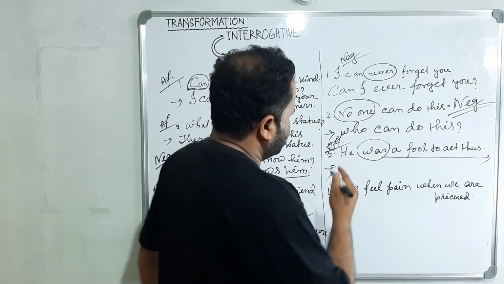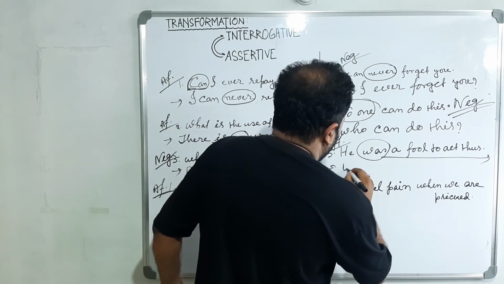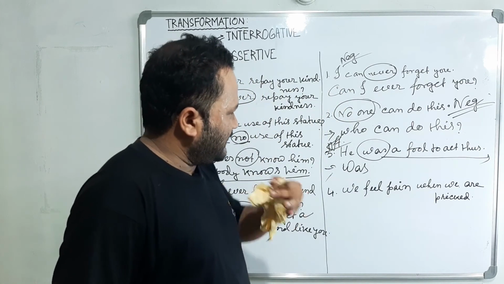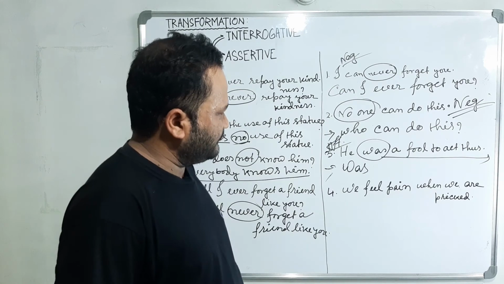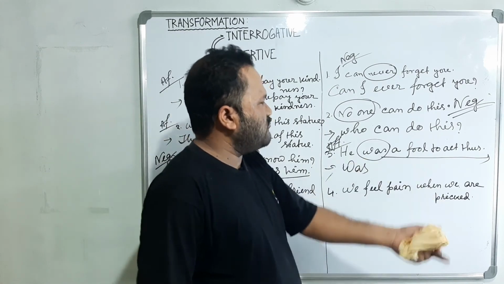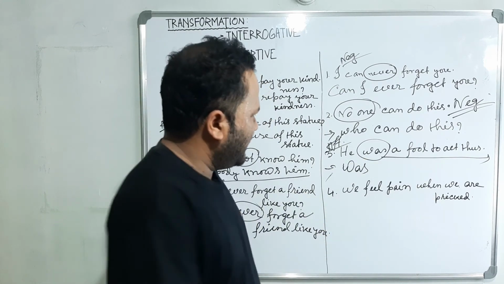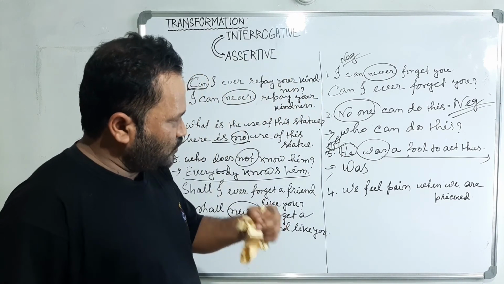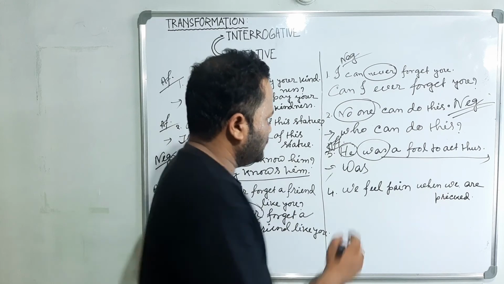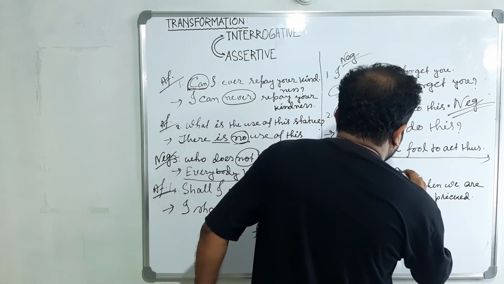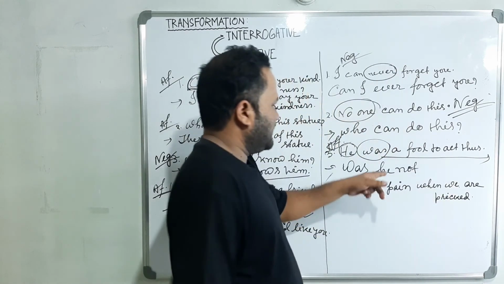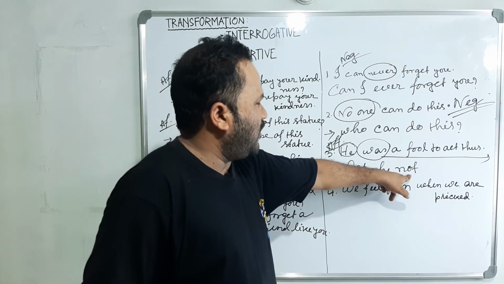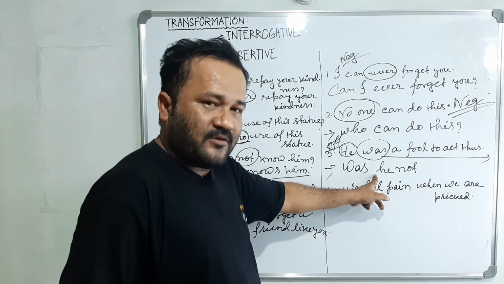Now, transform it. You have to bring was at the very first of the sentence, was. Okay. Now you have to make it a negative. So, the subject is he. I have already told you, the not would be placed after the pronoun. So, was he not.